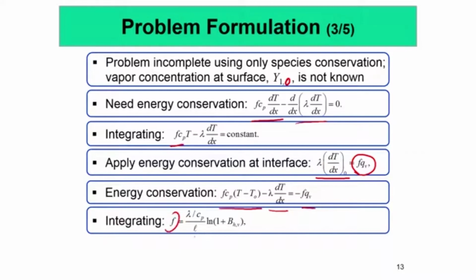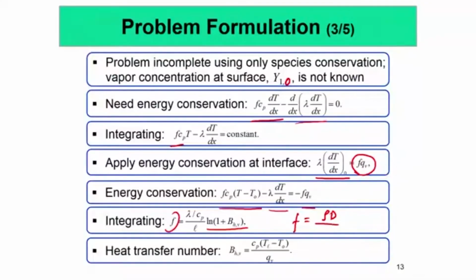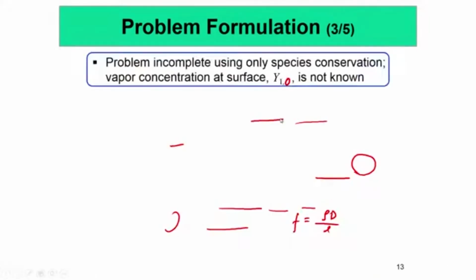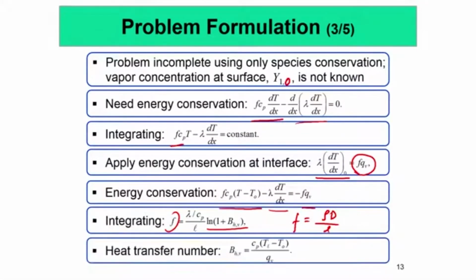where L is the distance between the free stream, the outside, and the surface, and that is times once again ln 1 plus BHV, but this BHV is nothing but the heat transfer number, and it is Cp (TL minus T0) by QV. This once again shows that we get exactly similar things, because previously we got F equal to rho D by L times ln of 1 plus BMV, as you see here.